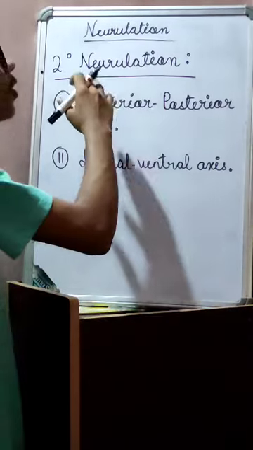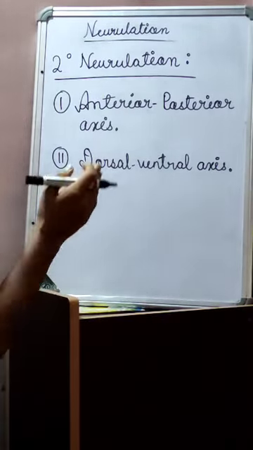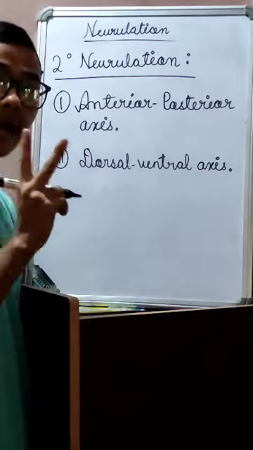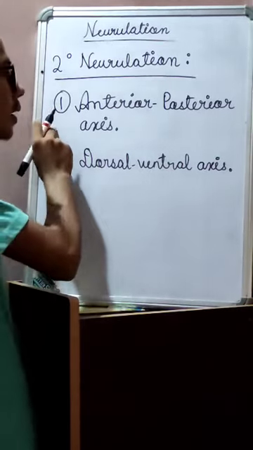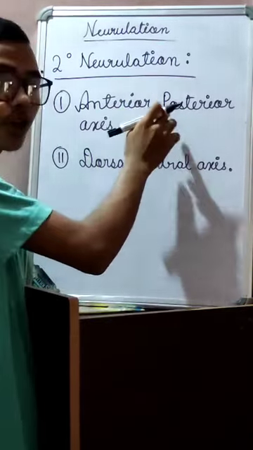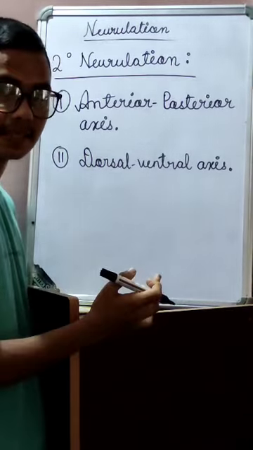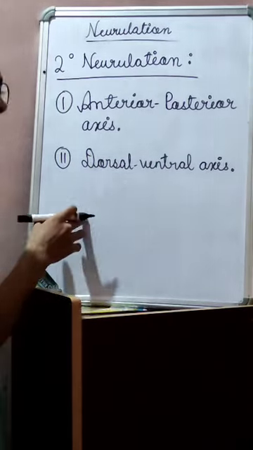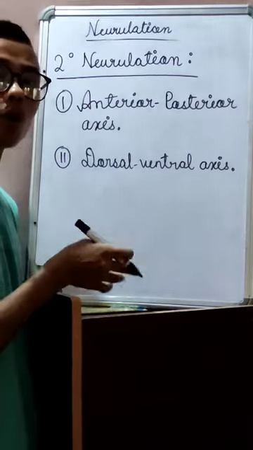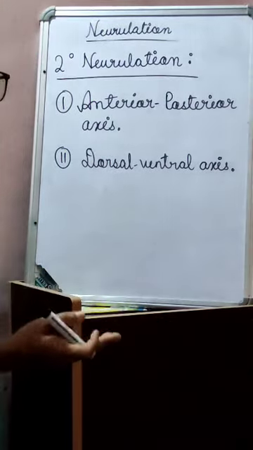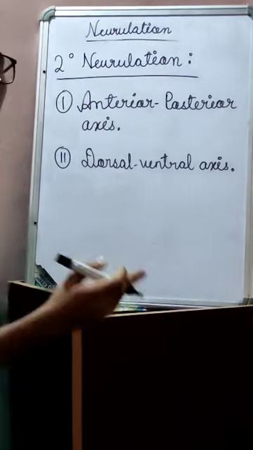Now come to secondary neurulation. What happens here? Two axes are formed. Number 1 is the anterior posterior axis, and number 2 is the dorsal ventral axis. These two axes are responsible for the formation of the neural system and the neurons.